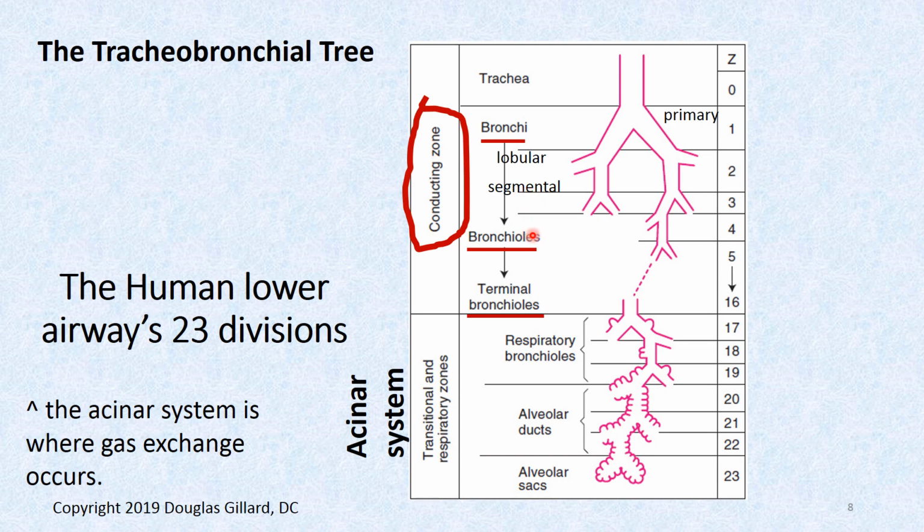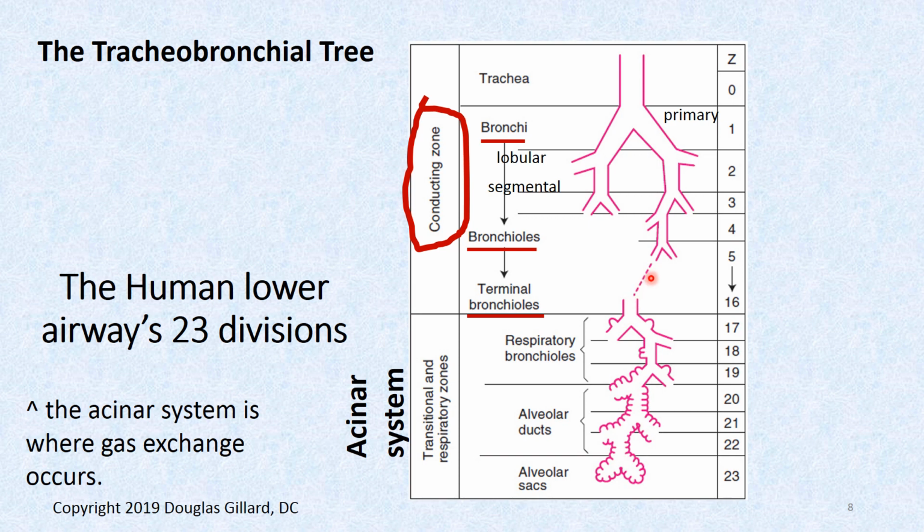And once they get down to about here, they lose most of the cartilage. We have cartilage around here that keeps this tube open. I think I have another picture coming. But once we get down to the bronchioles, we lose a lot of the cartilage, and the tubes could collapse quite easily if it weren't for something called radial traction, and we'll talk about that in a minute. But the bronchioles go down to about stage 16, and that's the end of them. Those are called the terminal bronchioles, and there's no gas exchange that occurs there. Those are more conducting tubules, so that's called the conducting zone.